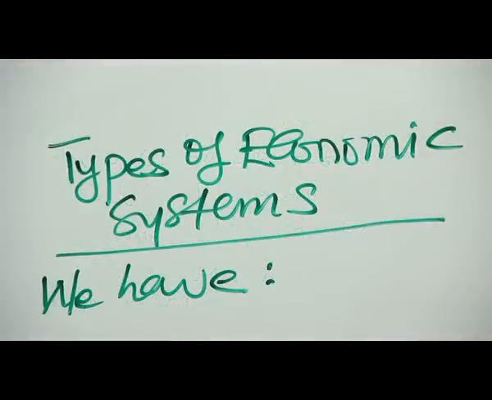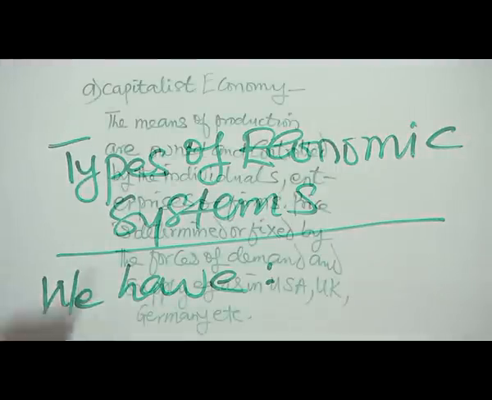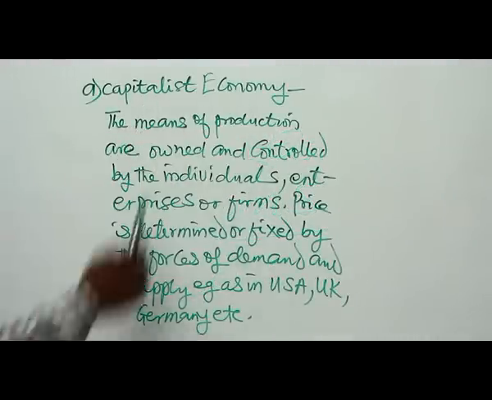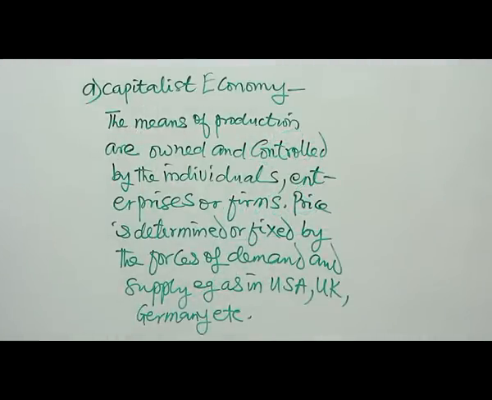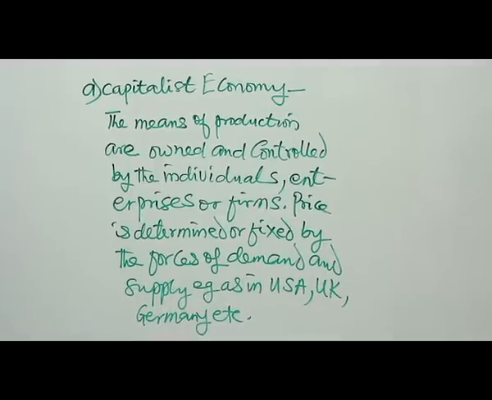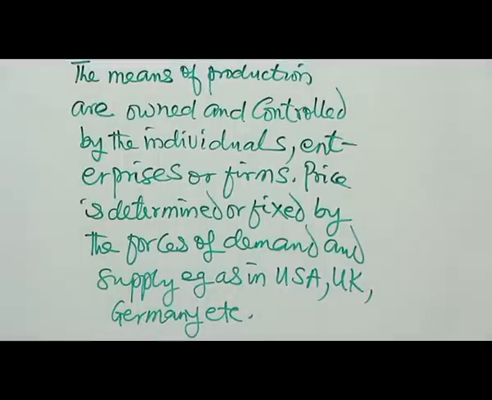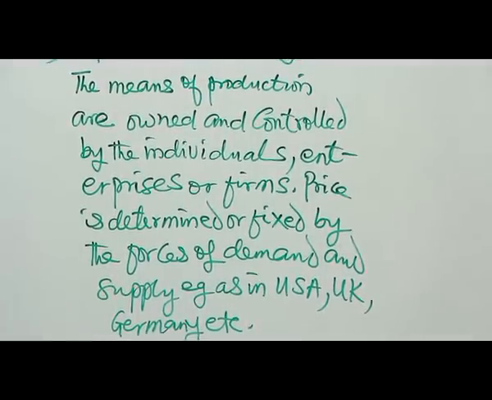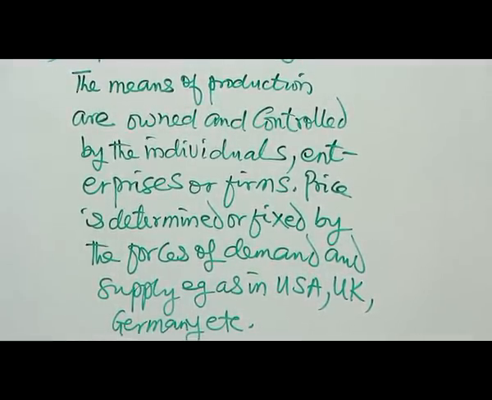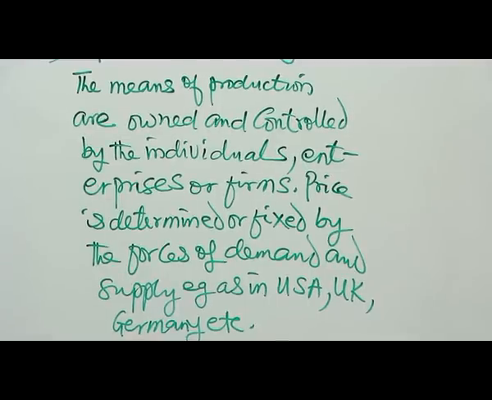Now, we are looking at the types of economic system. In this case, we have A, capitalist economy. In capitalist economy, the means of production are owned and controlled by the individuals, enterprises, or firms. Price is determined or fixed by the forces of demand and supply. For example, as in USA, UK, Germany, etc.